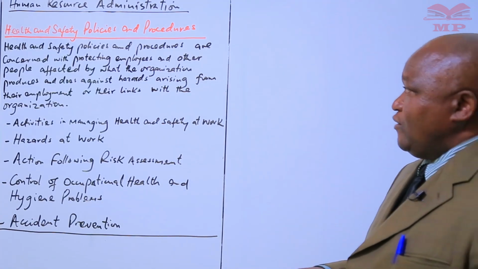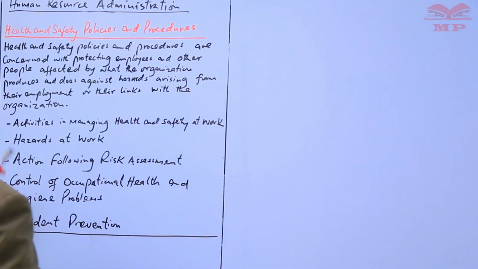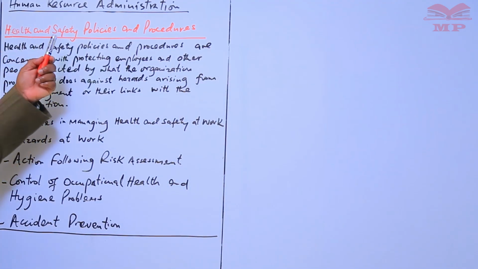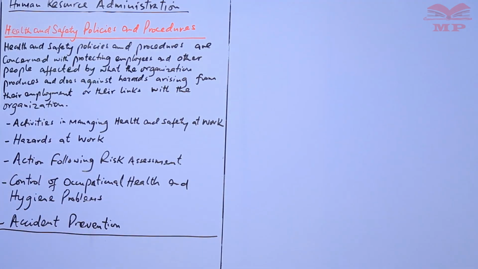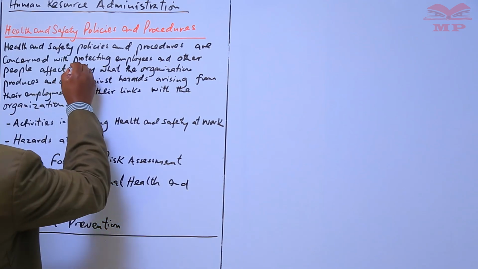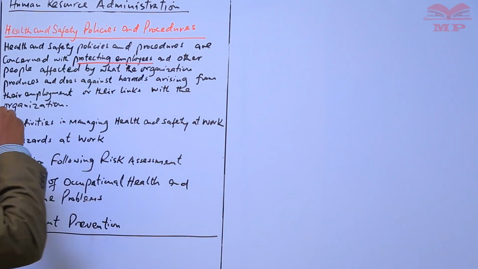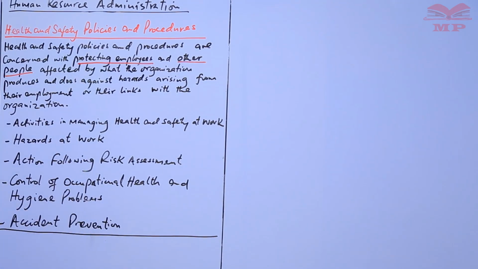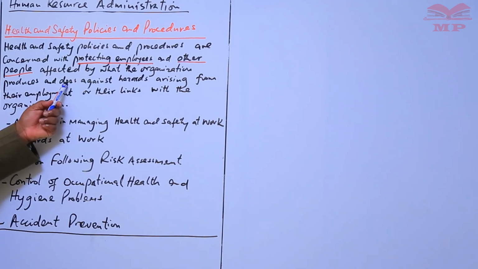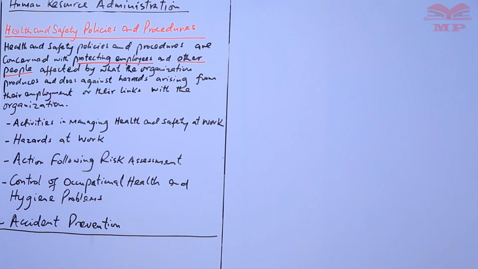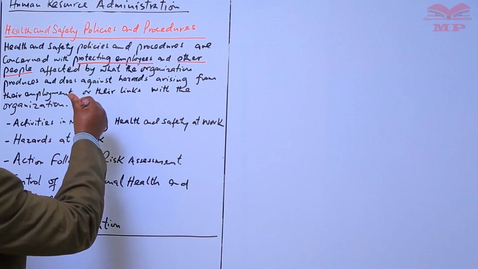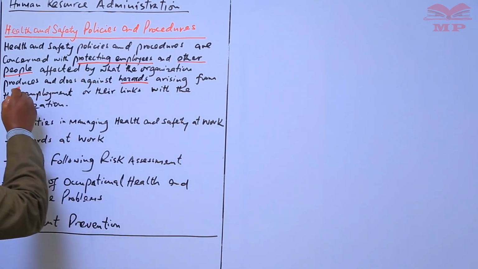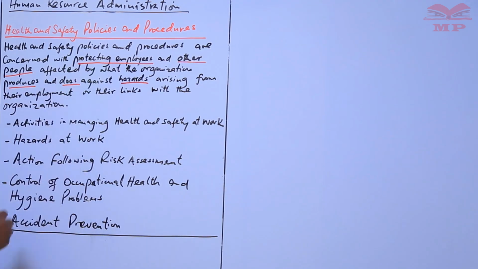Now, when we look at health and safety policy and procedures, they are concerned with protecting employees and other people who may be affected by what the organization produces or does, against hazards arising from their employment or their links with the organization. So you have hazards, you have what is being produced or what is being done in an organization.